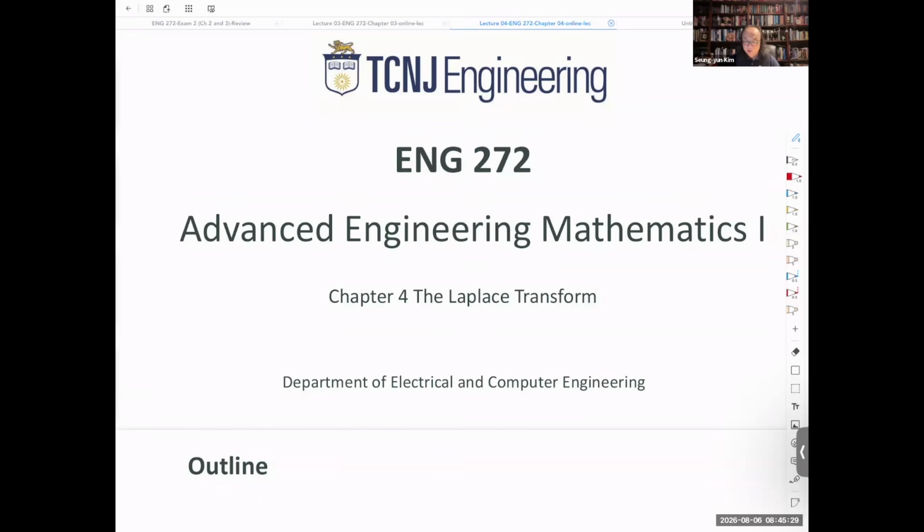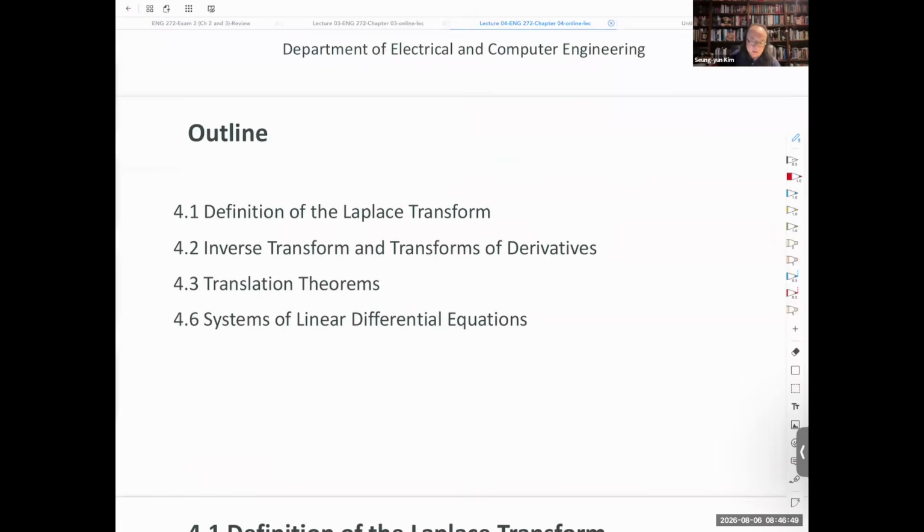Let's get into chapter 4, the Laplace transform. For our class, I'm going to cover sections 4.1, 4.2, 4.3, and 4.6.